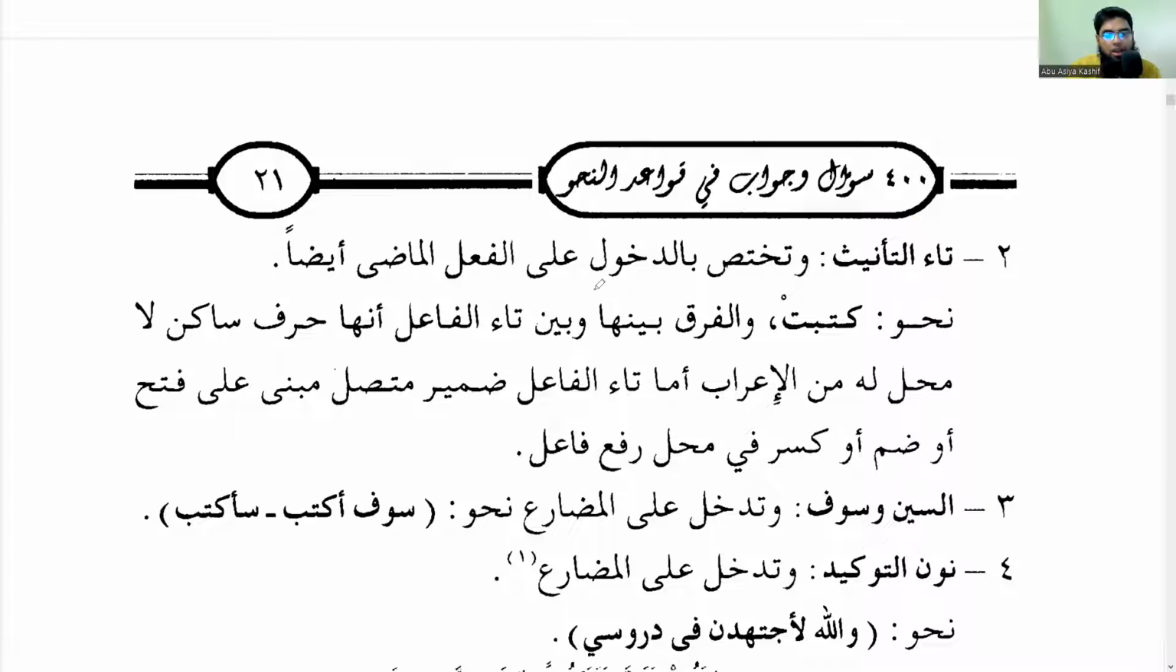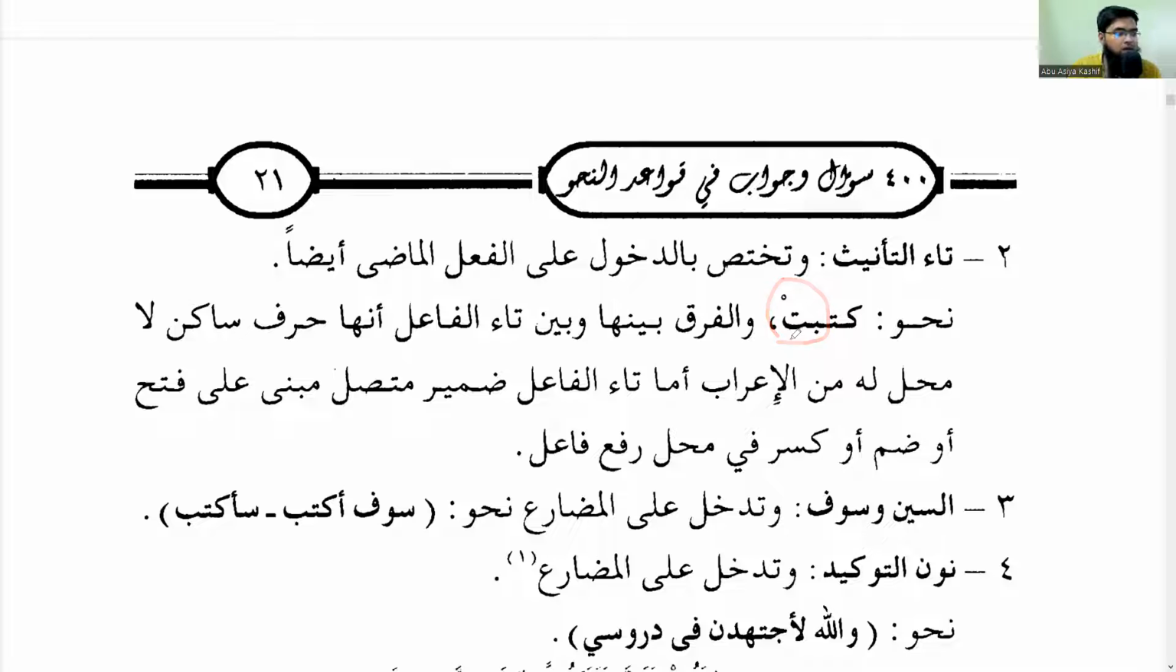It is specific for entering on the فعل الماضي أيضا, which means also. نحو كتبت, she wrote. This is called تاء التأنيث. والفرق بينه وبين التاء الفاعل أنها حرف ساكن. So some people might say, what's the difference between this and the ta'ul fa'il which we just read? Ta, ti, tu. Then he says this is harful sakin, la mahalla lahu min al-i'rab. There's no place in it in i'rab.